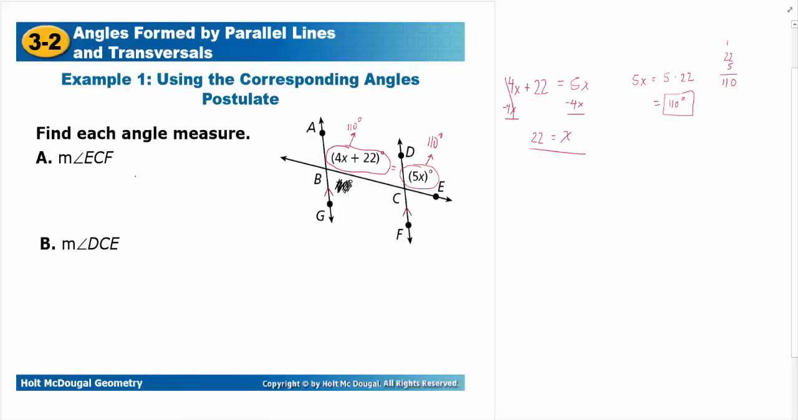Anyway, at this point, we want the measure of angle ECF. So I'm looking at this angle right here. Okay, so we do, however, have this 70-degree angle, and notice it's bottom right. This is bottom right. So by default, that's a corresponding angle, which makes it 70 degrees, and we got it. 70 degrees, done. Next, DCE. We have DCE. I already found that one, it is 110. Plug that in.